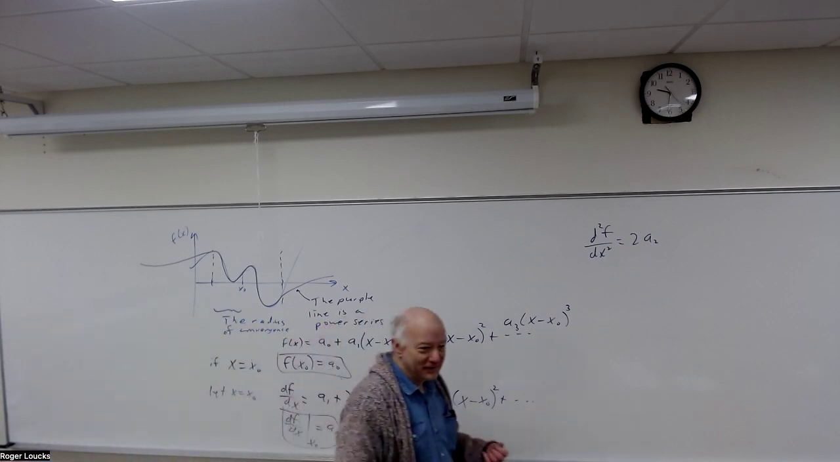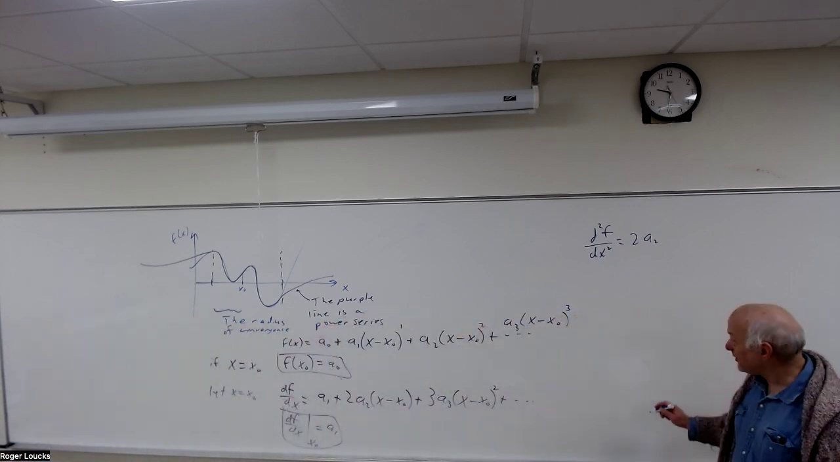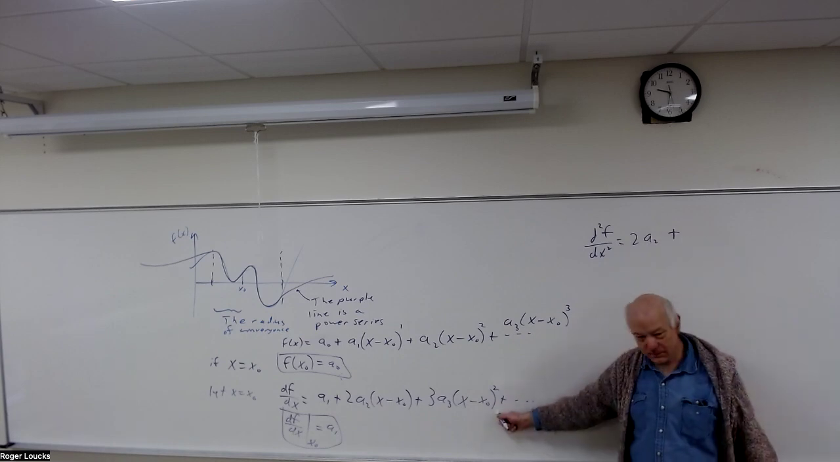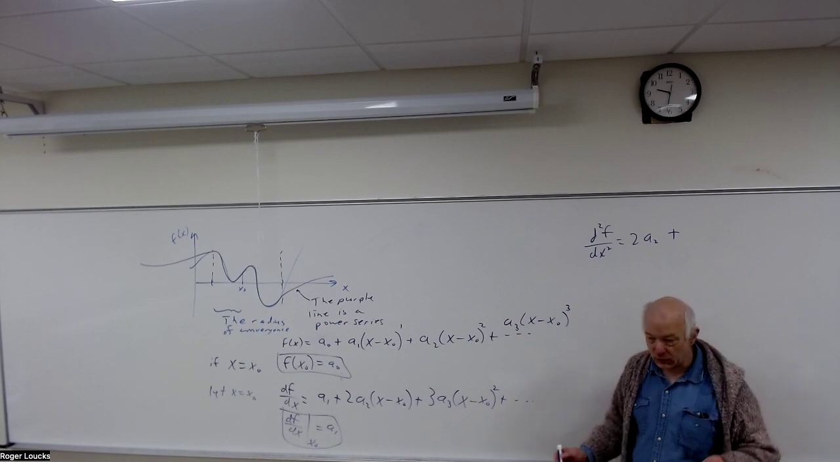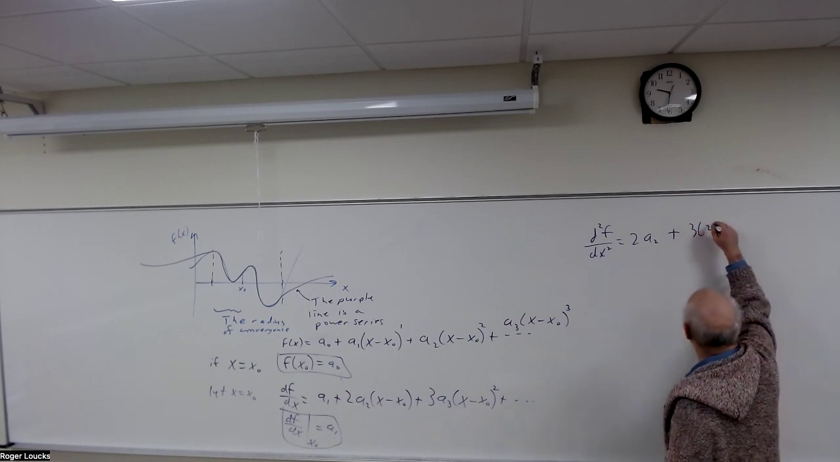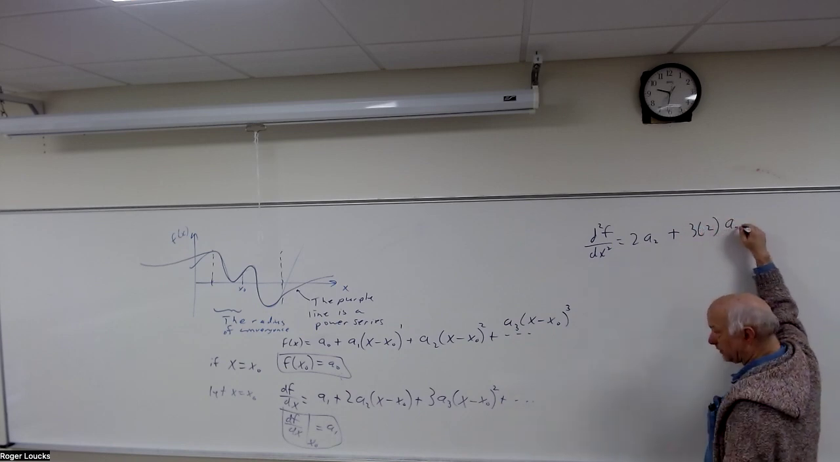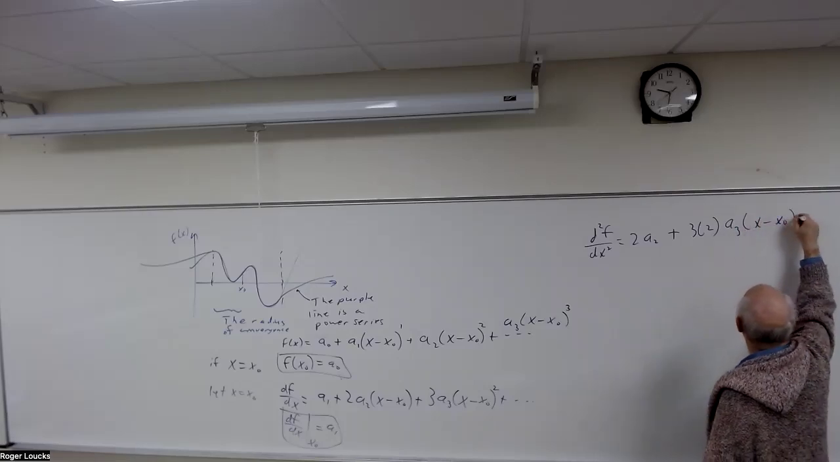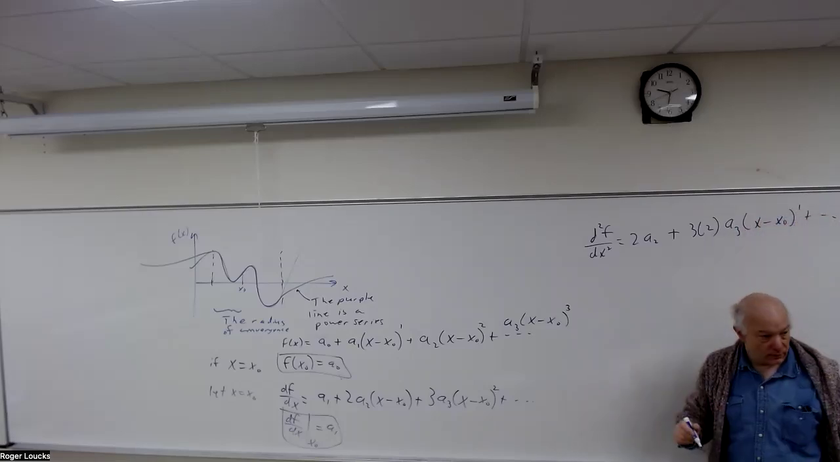Plus this one. Three times two is 6, but I'm going to write it stupidly. I'm going to write it as 3 times 2 times a3 times x minus x naught, and so on and so forth.